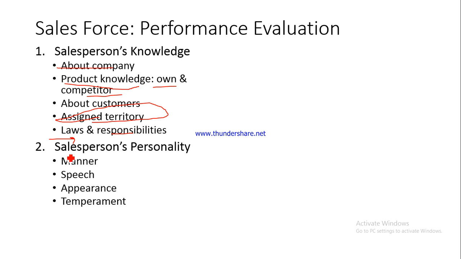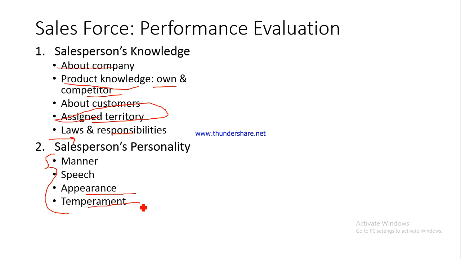Again, another criteria for performance evaluation could be the personality of the salesperson. Again, we have discussed this. What are his mannerisms and how does he speak, how does he make his presentation, how does he look. Because if you're not looking tidy as a salesperson, you might turn off the customers or the clients or the prospects. So the appearance can also be one way of assessing the performance of the salesperson.